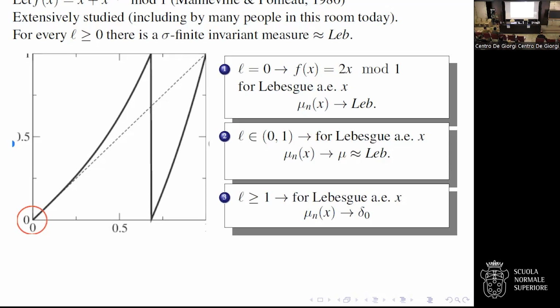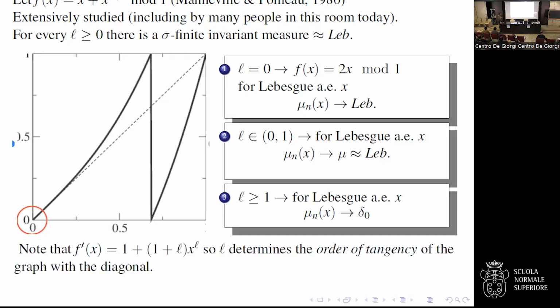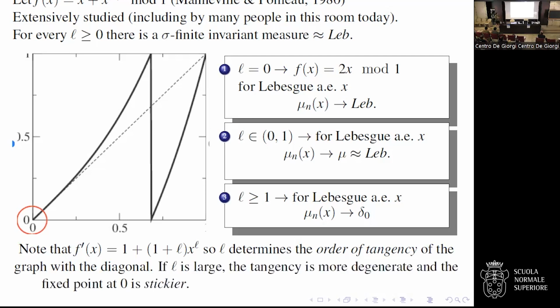Even though this map is always topologically conjugate to 2x mod 1, so it's a topologically mixing map, the fixed point at 0 does not become an attracting fixed point. It is still a repelling fixed point. But when you look at the derivative, which is given by 1 plus (1+L)x^L, L essentially determines the order of tangency here. When L is large, the tangency is more degenerate. So it's a very high order tangency here, and the fixed point is stickier.